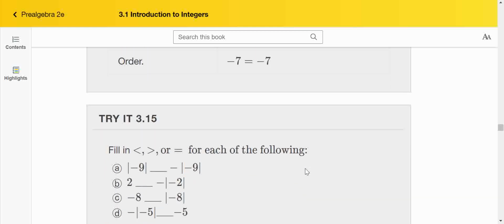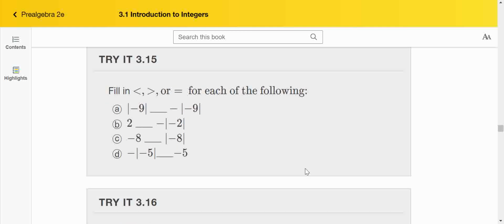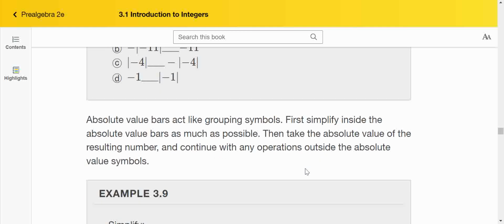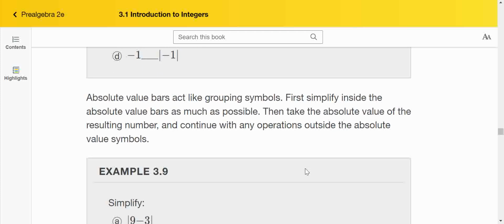Okay, let's try it for these problems. Absolute value bars act like grouping symbols. First, simplify inside the absolute value bars as much as possible. Then, take the absolute value of the resulting number and continue with any operations outside the absolute value symbols.